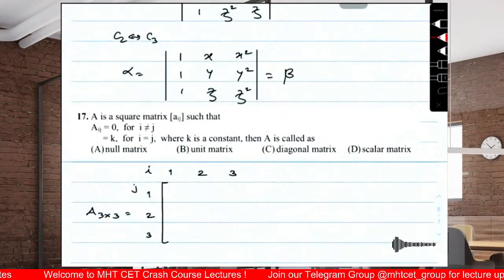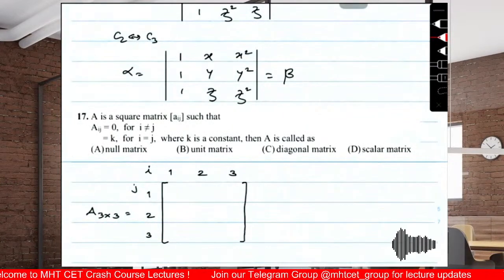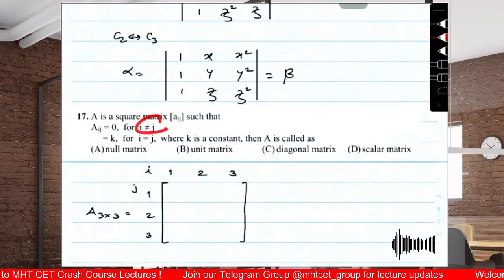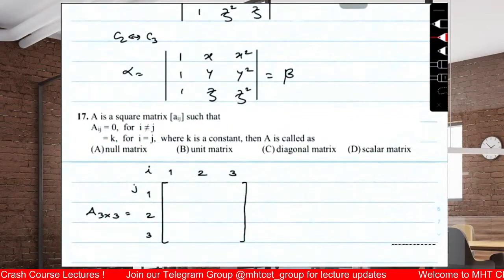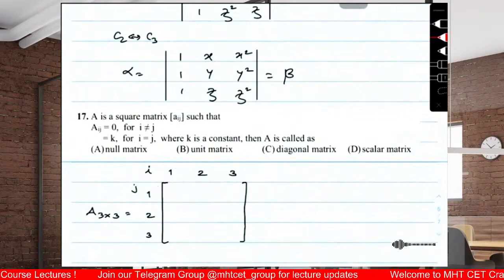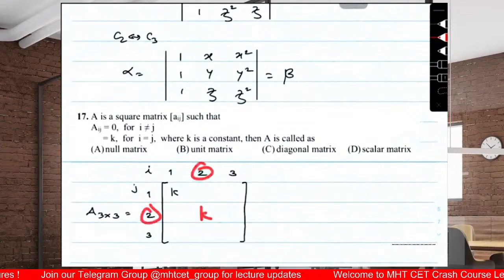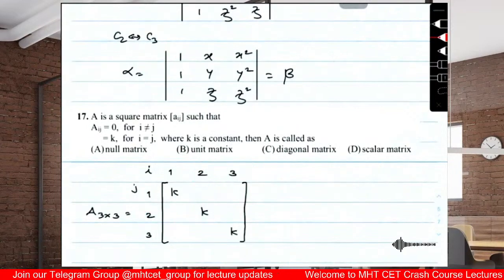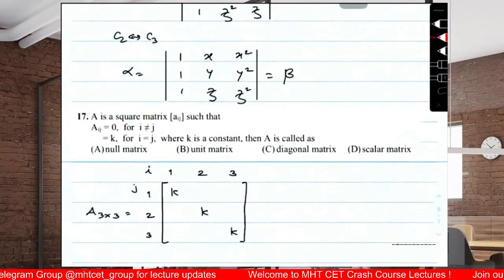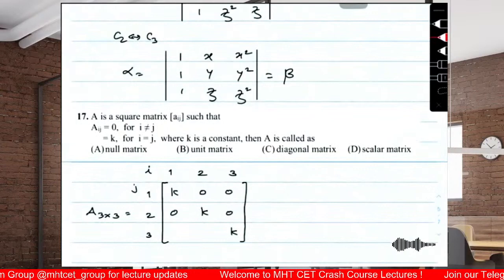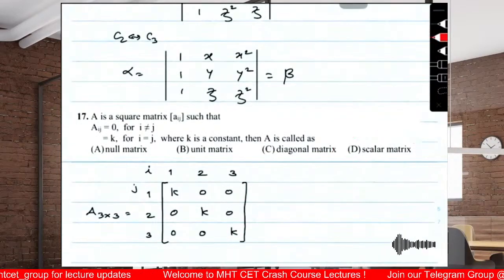Okay, so the matrix will be, when i and j are equal, the value of the element is k. So i j equal मतलब 1 1 के लिए k, then 2 2 के लिए भी k, and 3 3 के लिए भी k. Okay, and when i and j are not equal, the value of the element is 0. 0 0 0 0 0 0. Such type of matrix is called scalar matrix.